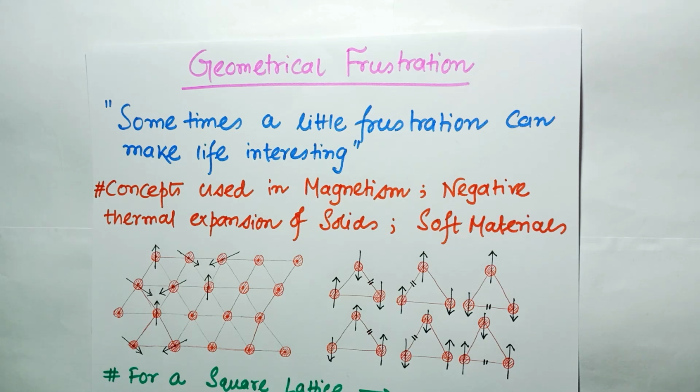The concept is broadly used in magnetism, and in the negative thermal expansion of solids. Negative thermal expansion means that some materials contract upon heating at constant pressure, like Invar Fe3Pt, and Sn C60 is also an alloy material, and also in the case of soft materials. Soft materials can be easily deformed by thermal stresses or thermal fluctuations at room temperature. So the concept is used in magnetism, negative thermal expansion of solids, and also for soft materials.